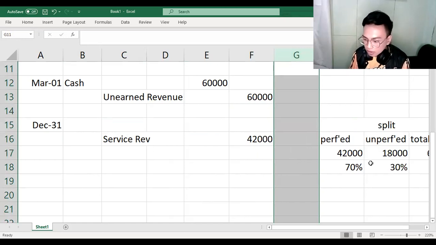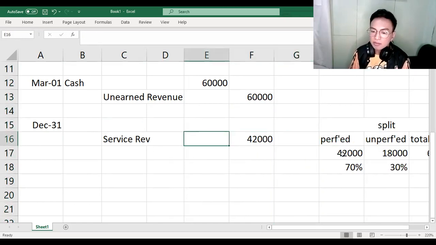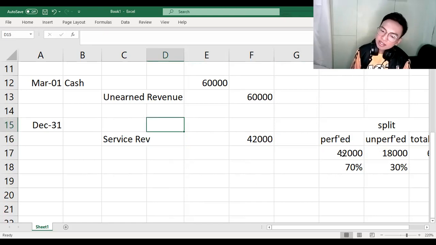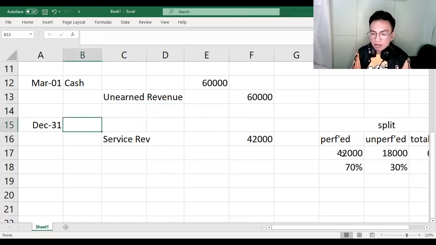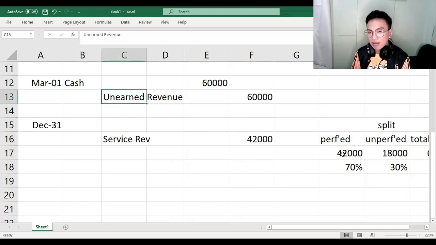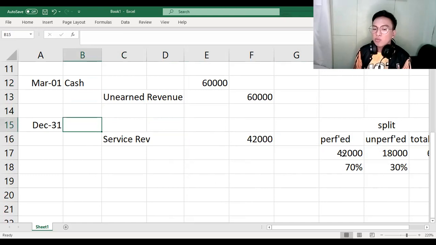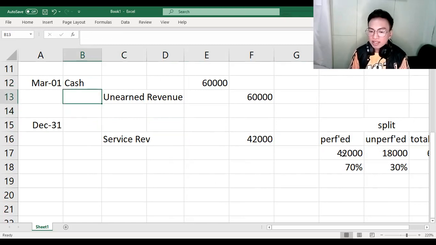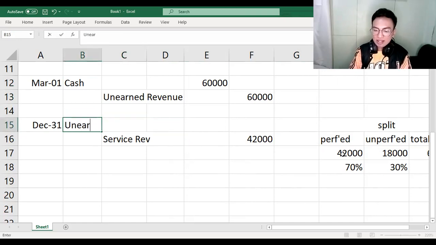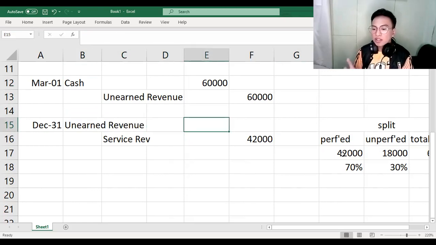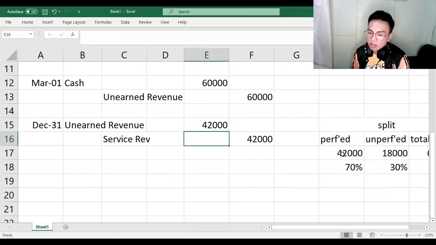Pero yan yan, nakita niyo naman siya. Okay. Ngayon guys, saan natin ilalagay yung debit? Under cash or unearned revenue? On December 31, it will not be cash, hindi tayo makaka-receive ulit ng cash kasi na-receive na natin siya on March 1. What will happen is, babawasan lang natin yung unearned revenue for the same amount na ni-recognize natin ang ating service revenue, which is 42,000 pesos.